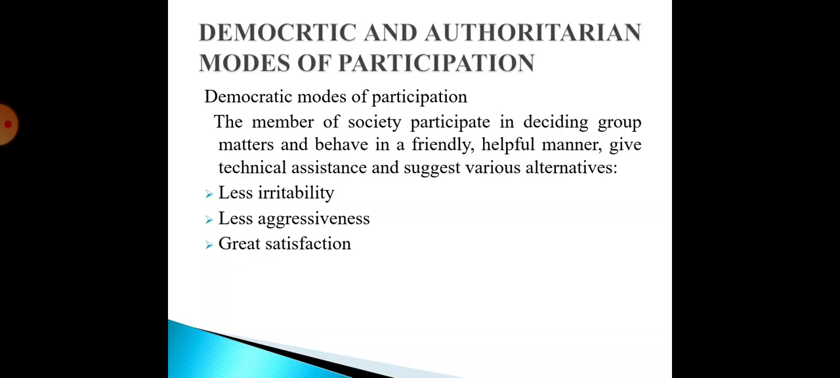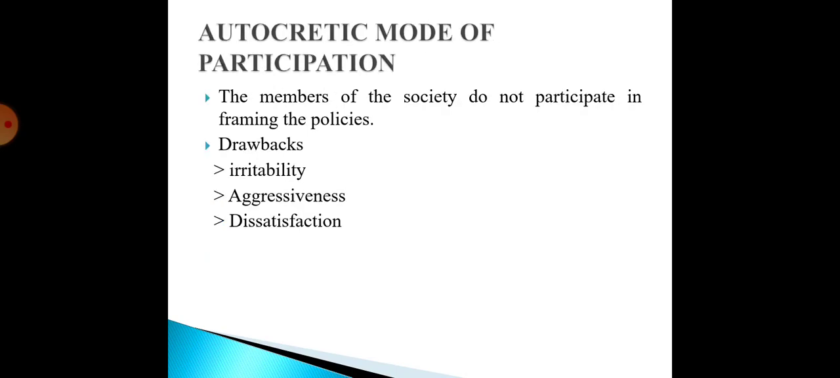And next, there is great satisfaction with society members. If we cooperate and interact with each other well and behave in a good manner, there will be great satisfaction. This is provided by the democratic modes of participation. Okay, this is about democratic. Next, autocratic modes of participation.